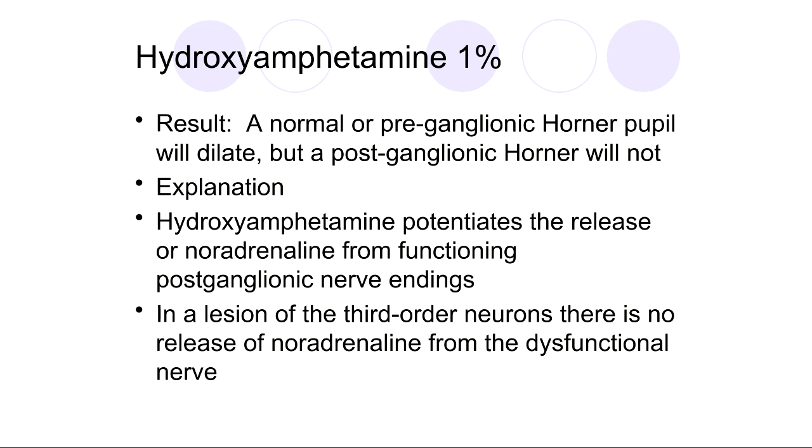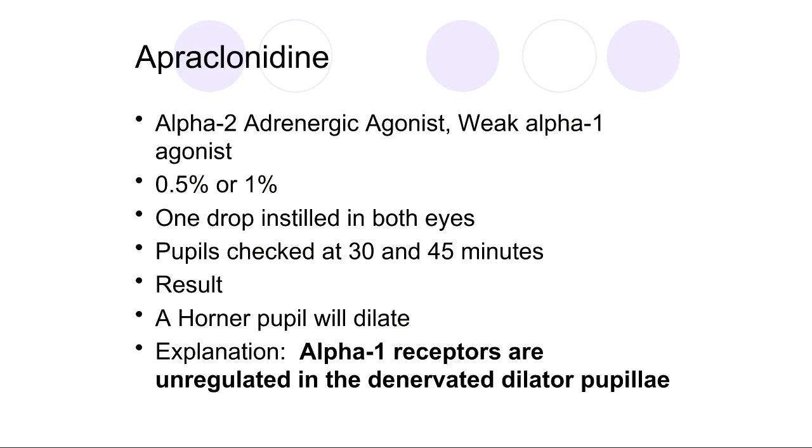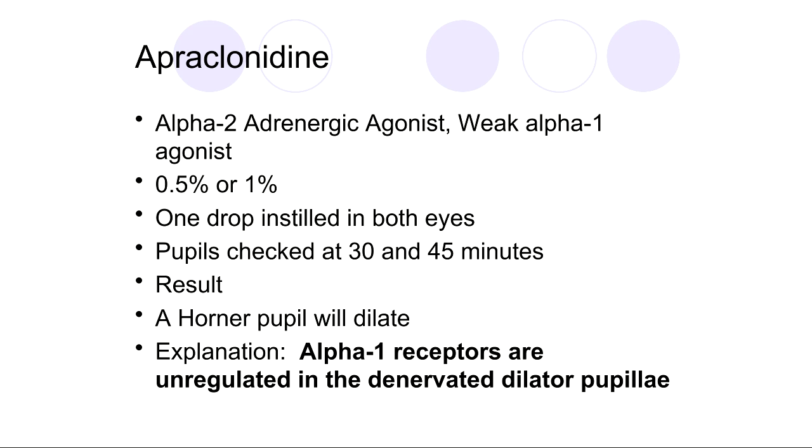So let's recap for a minute. It's a lot to take in. So just remember that to confirm the diagnosis, you're going to put cocaine 4% in the eye. The Horner syndrome pupil will not dilate. Then you want to say, is this preganglionic, meaning first and second order neurons, or postganglionic Horner syndrome? And so what you're going to do next, after you do your cocaine test.